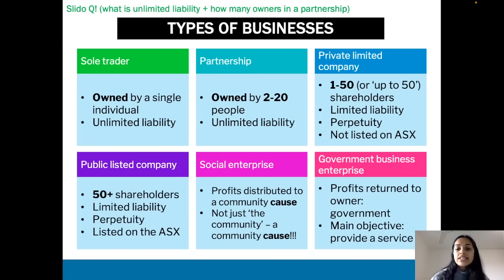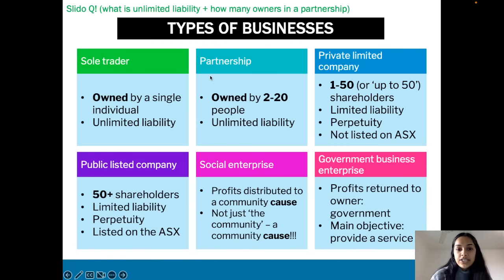Government business enterprise, so the profits are returned to the government. So the owner is the government, and the main objective is to provide a service. If you can think of some government business enterprises, some good examples would be Australia Post and VicRoads. They all exist to provide an essential service. So those are good examples of government business enterprises.